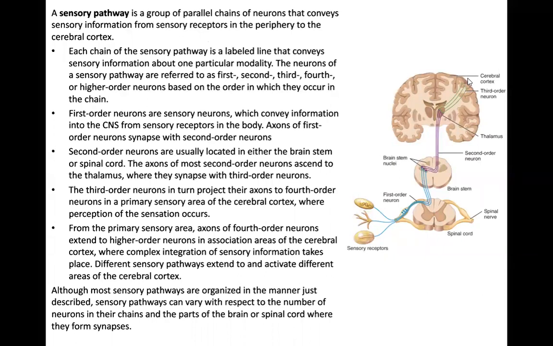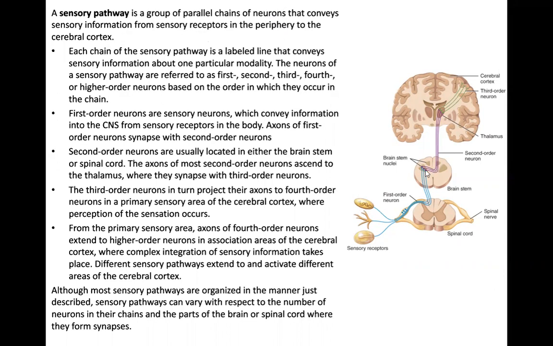Now back out here to our cerebral cortex. From the primary sensory area, axons of fourth order neurons extend to higher order neurons and association areas of the cerebral cortex, where complex integration of sensory information takes place. Different sensory pathways extend to and activate different areas of our cerebral cortex. Although most sensory pathways are organized in the manner just described, sensory pathways can differ with respect to the number of neurons in the chains and the parts of the brain or spinal cord where they form synapses. So they don't all look exactly like this.